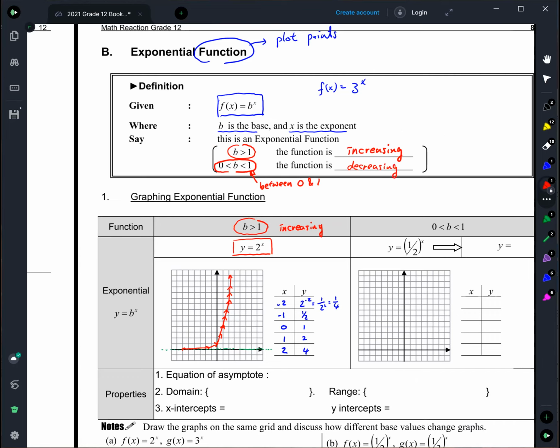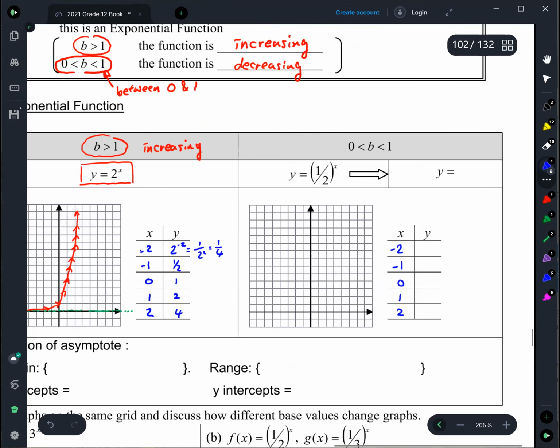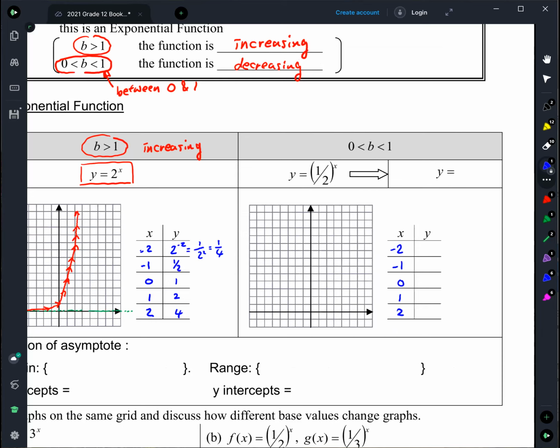So here I chose a base that's between 0 and 1. It could be half, could be a third. Anything between 0 and 1, it will be decreasing. So same thing, I'm going to use the same x values. And then let's plug it in.